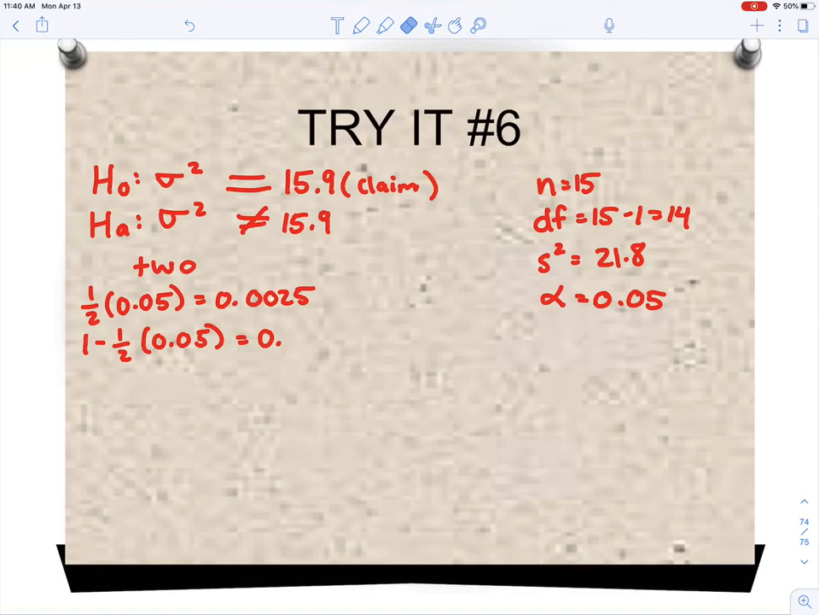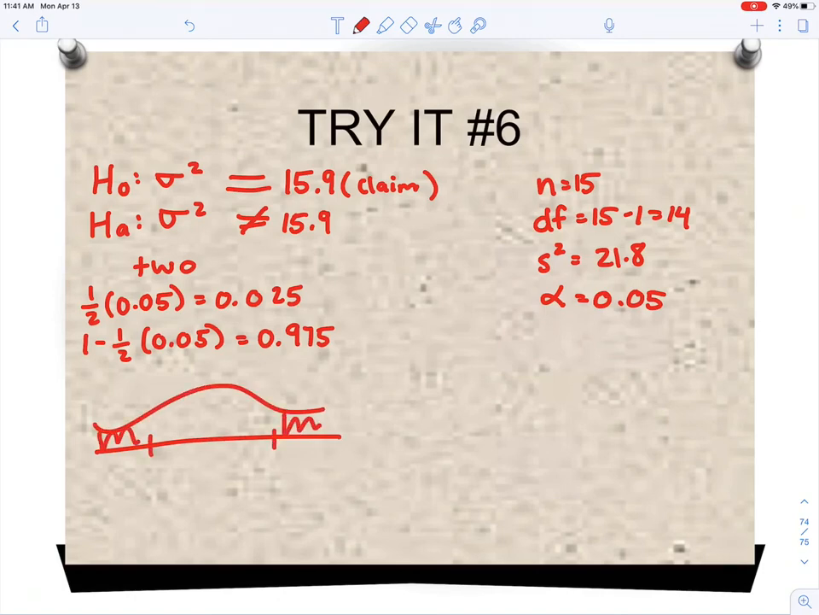Whoops. Let's fix this. So 2 tails. So I'm going to look at 0.025 and 14. 26.119. Okay, and then 0.975 and 14, 5.629.